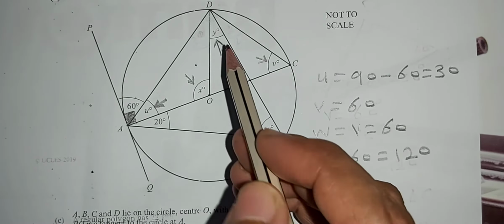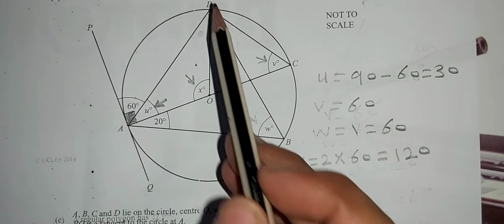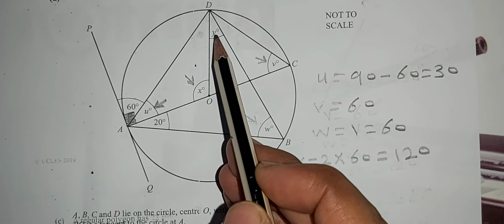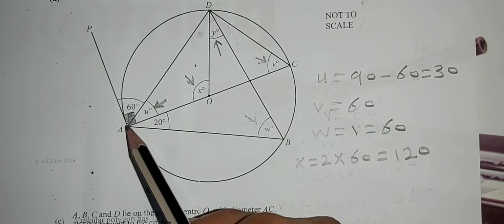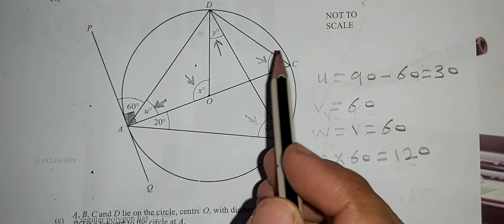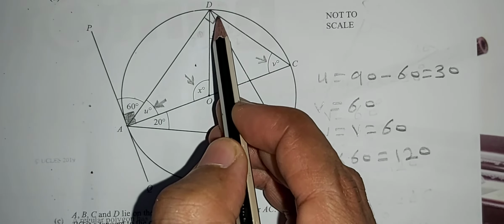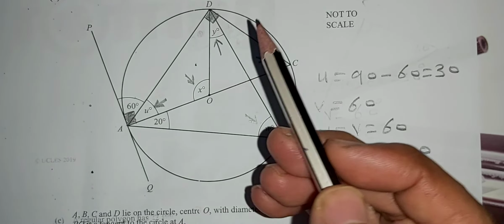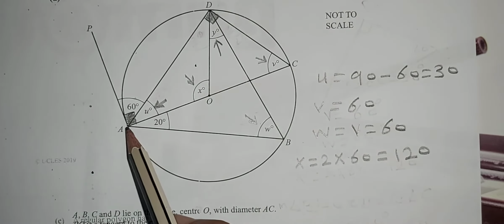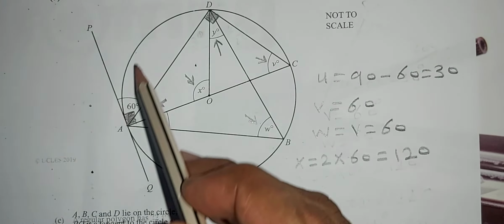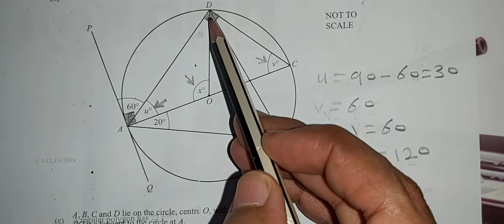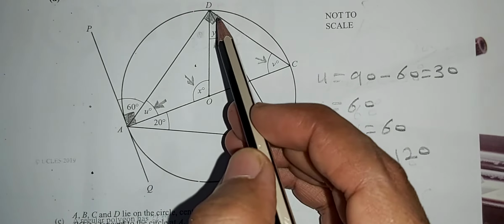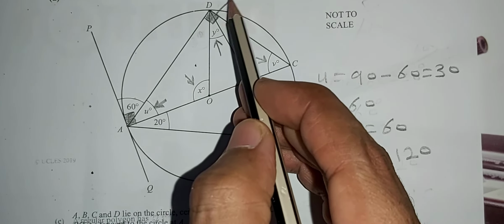Y here, angle ODB, this angle Y is part of the angle ADC. This angle ADC is a right angle. Why? Because it is an angle in a semicircle. This is the diameter, and this part is a semicircle, so any angle at circumference drawn in a semicircle is a right angle, all 90 degrees.